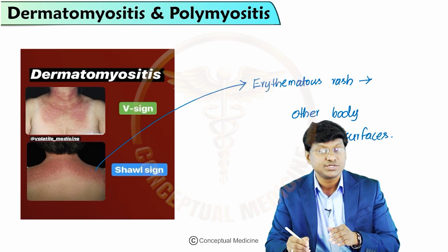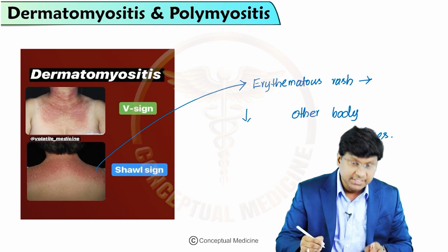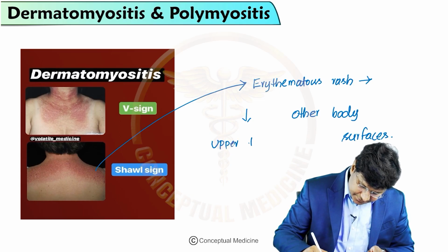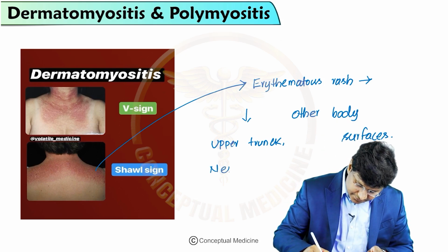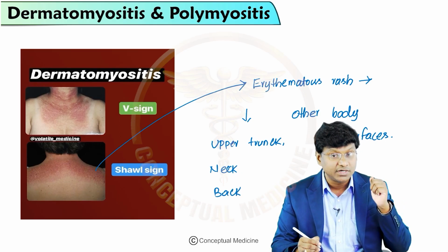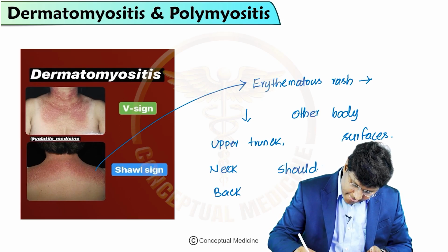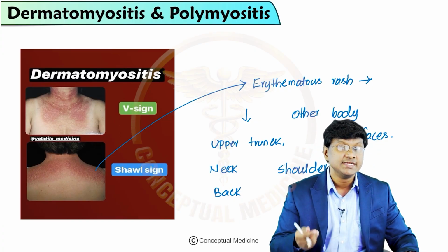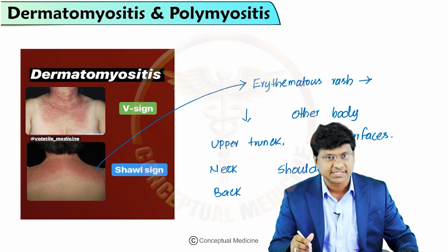Right, it is an erythematous rash over the other body surfaces, right? Where all you can have this erythematous rash, this can be seen over the upper trunk, this can be seen over the neck, this can be seen over the back, and as well as the shoulders. Right, that is what is your shawl sign. So where all you have this erythematous rash that is present over the upper trunk, neck, back and shoulders, that is what is your shawl sign.